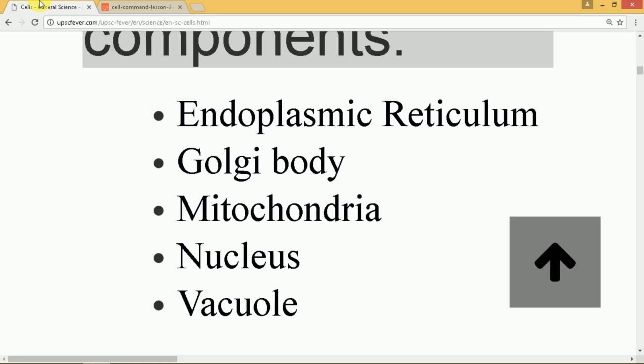Certain facts about cellular respiration are mentioned. In cellular respiration, oxygen is used to break down food and energy is released in this process, along with byproducts like carbon dioxide and water. So if oxygen is used in respiration, we call it aerobic respiration, and if respiration takes place in the absence of oxygen, then it is anaerobic respiration.